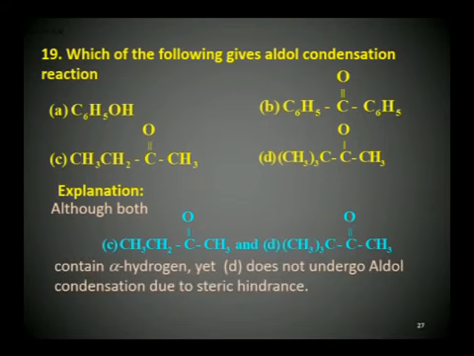CH3CH2COCH3 and (CH3)3C-CO-CH3 both contain alpha hydrogens. The alpha hydrogens are here, and here. Since they are having alpha hydrogens, they can show aldol condensation actually.